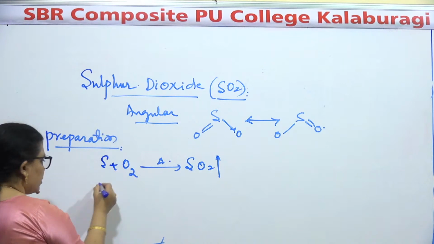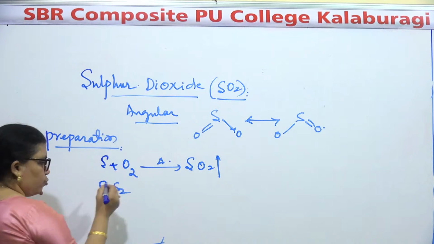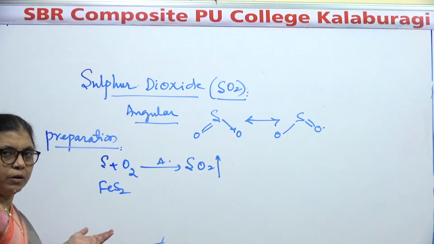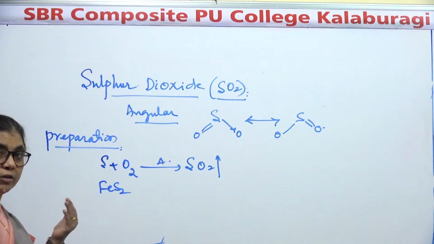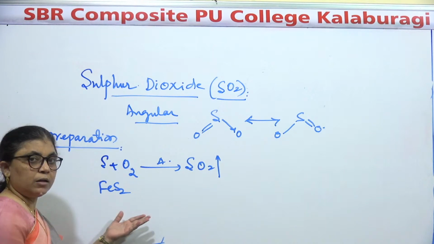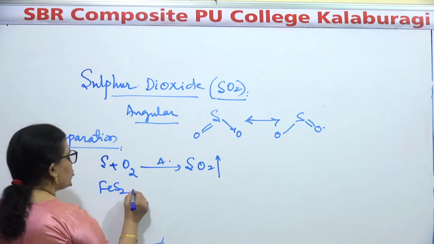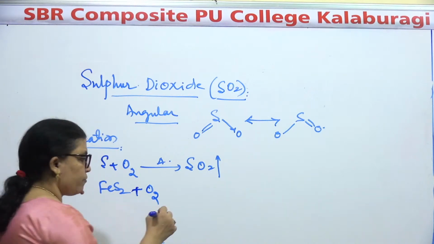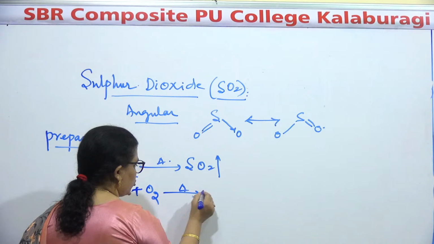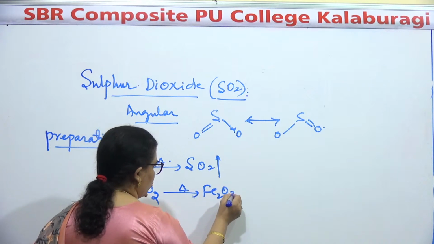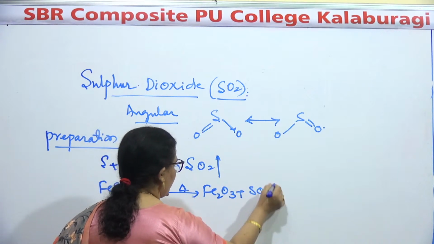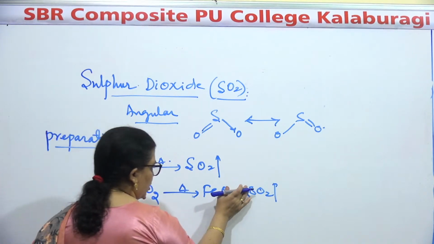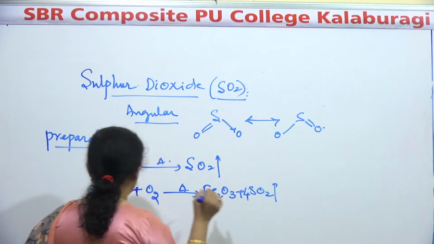In the same way, iron pyrite, FeS2, or even copper iron pyrite, CuFeS2, can be taken. Or we can take CuS also, or ZnS. Any of the sulfide ores, when they undergo roasting, that is heating in the presence of air or oxygen, are going to produce Fe2O3 along with the liberation of what, children? Sulfur dioxide.